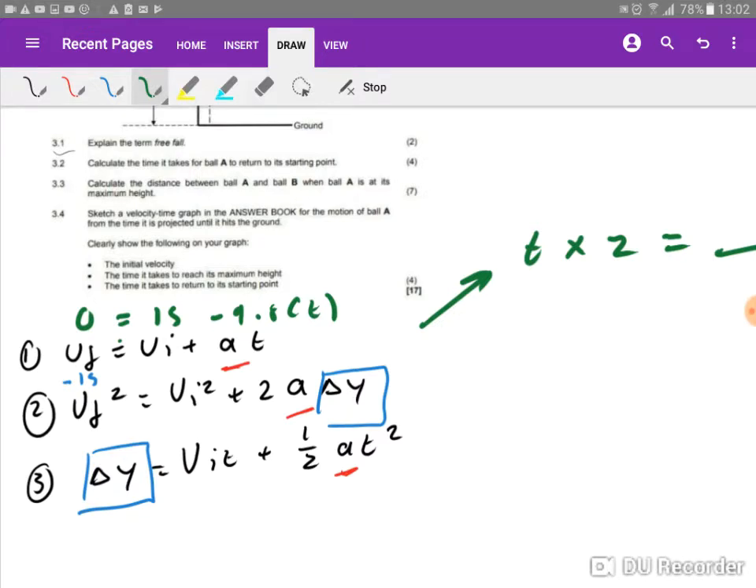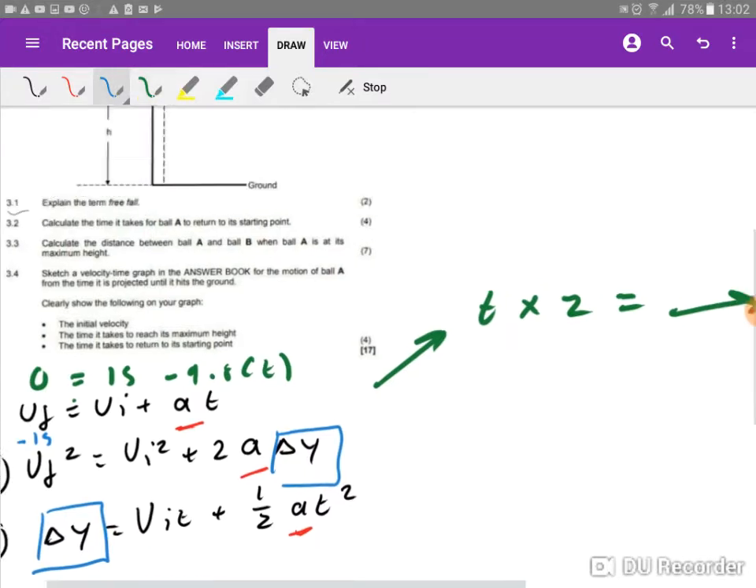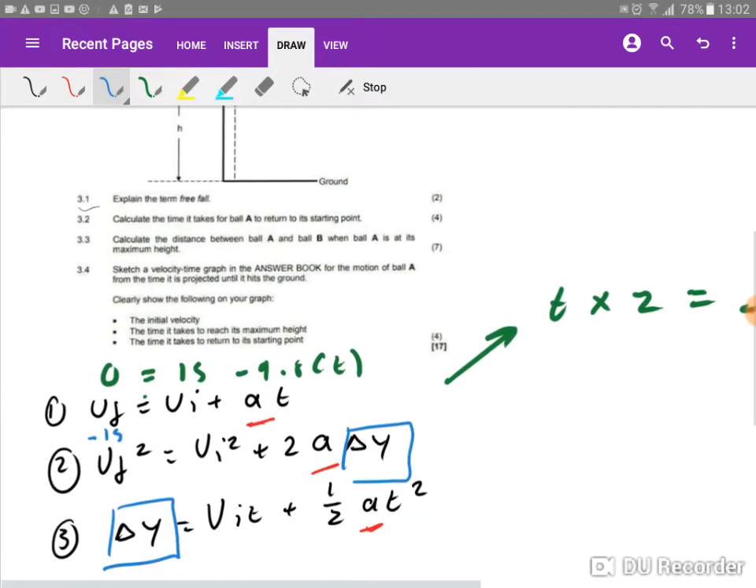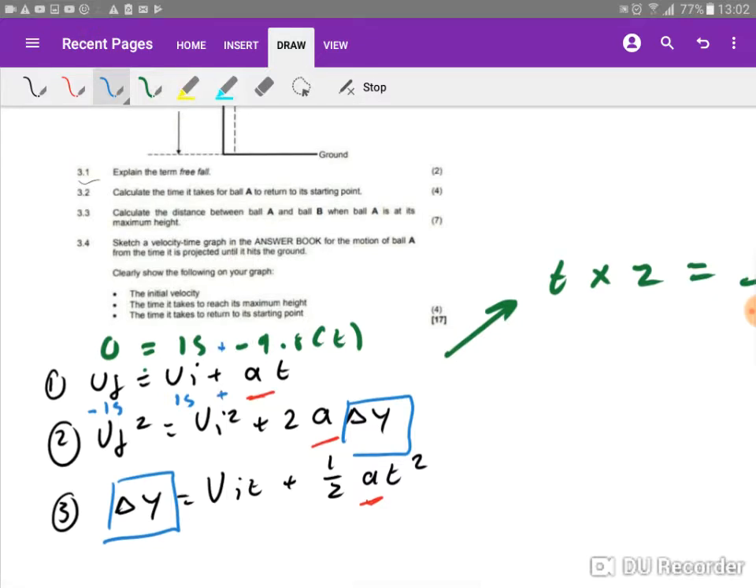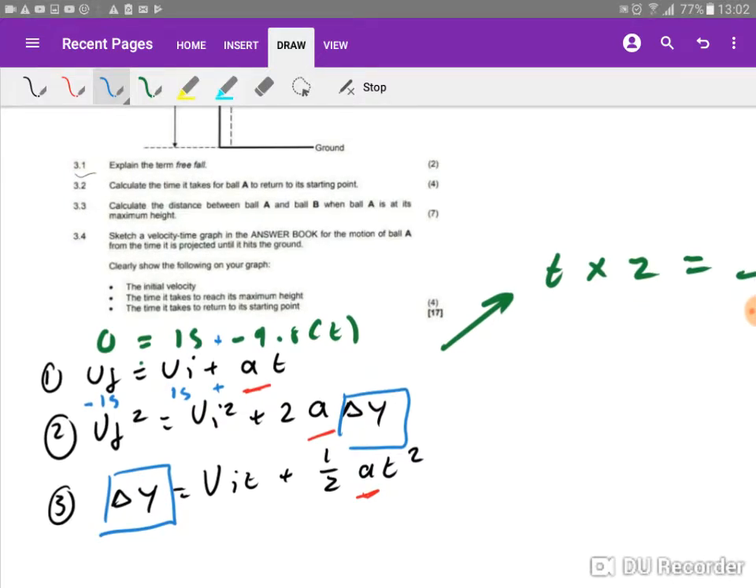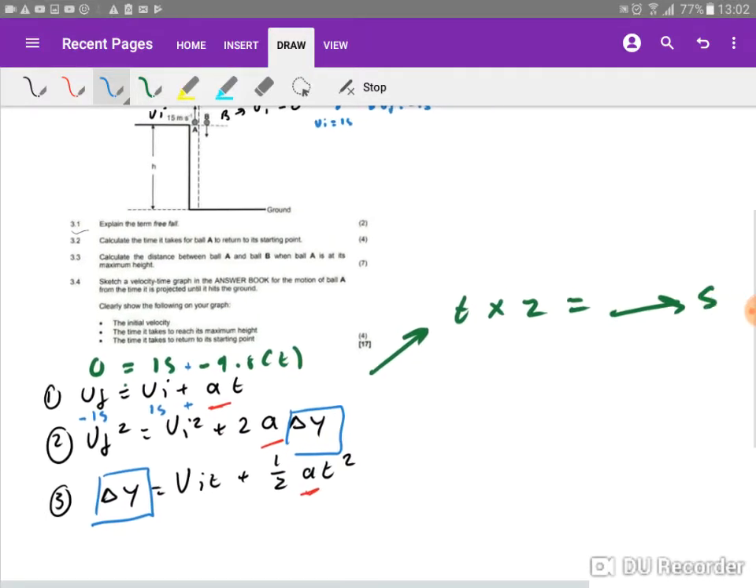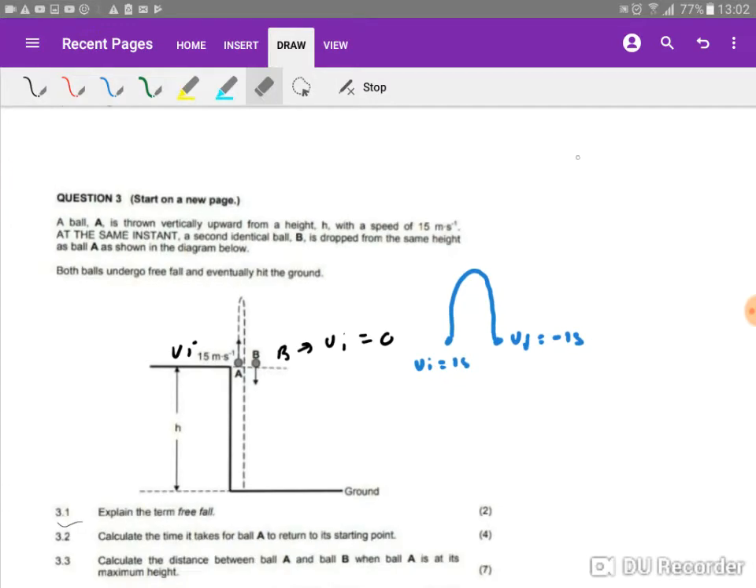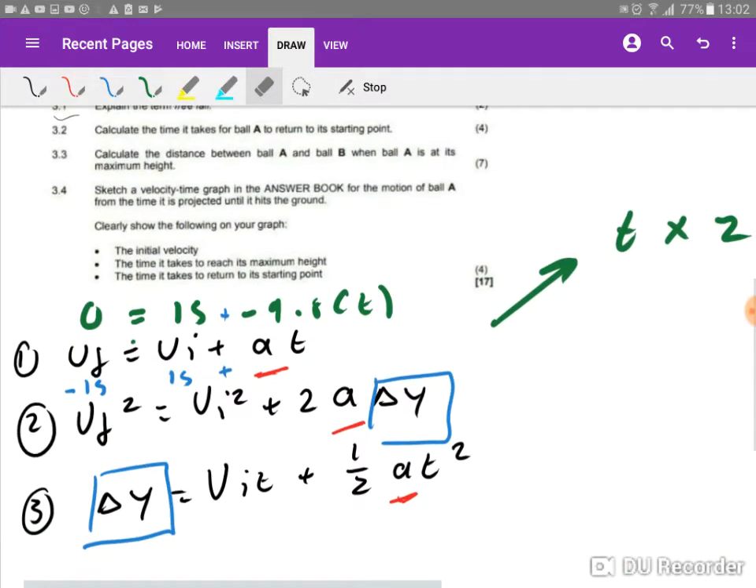Okay, but then also we can use this formula if we know the VF at the point when it returns to its starting position is negative 15, and then the VI was 15, plus negative 9.8 t. We could get the answer like that as well, and that's going to give us the whole time, because that's going to take into consideration the whole part, VI of 15 all the way till the VF of negative 15. And there are so many ways you could do this.